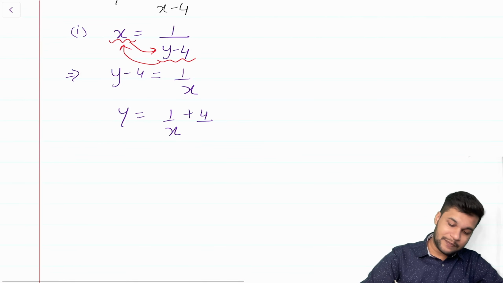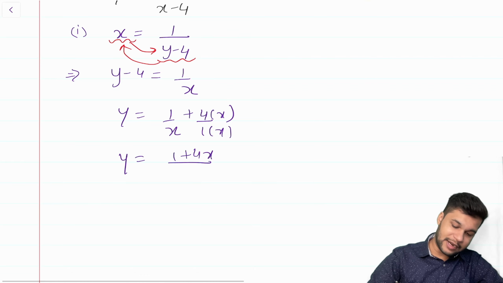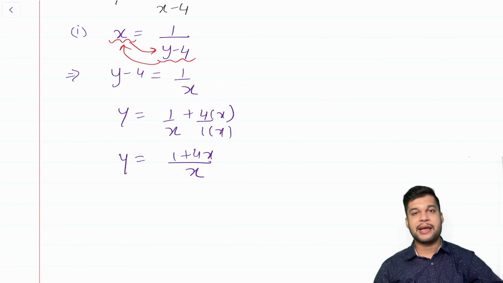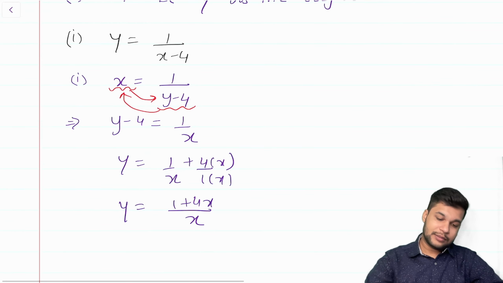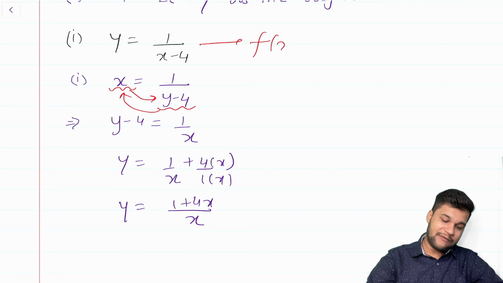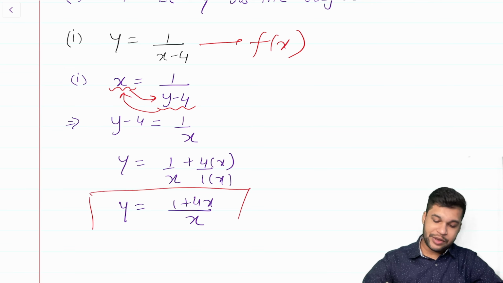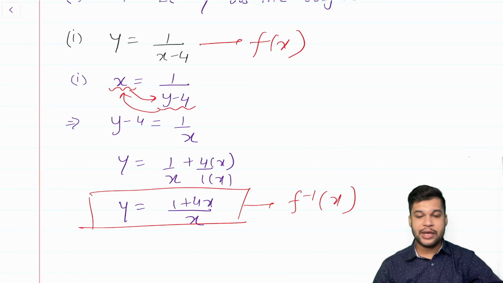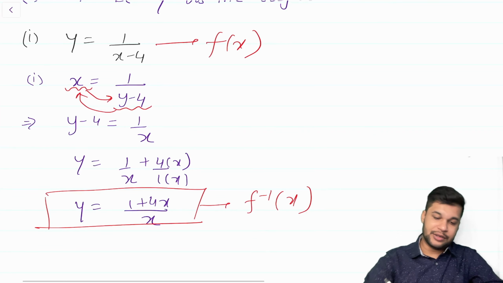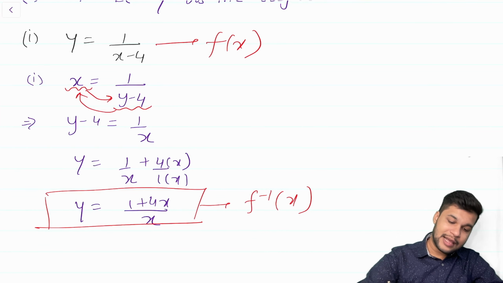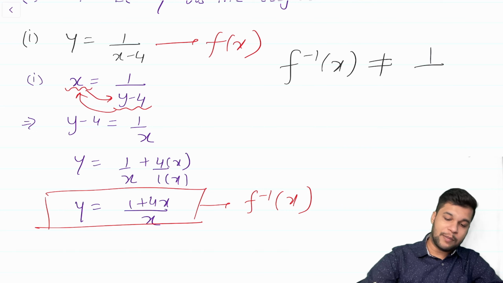Now take x as the LCM. So you get y equal to (1 plus 4x) divided by x. So guys, if this is your function f(x), then this thing over here is your f inverse of x. One thing that I want to mention here is that f inverse of x is not equal to 1 upon f(x).